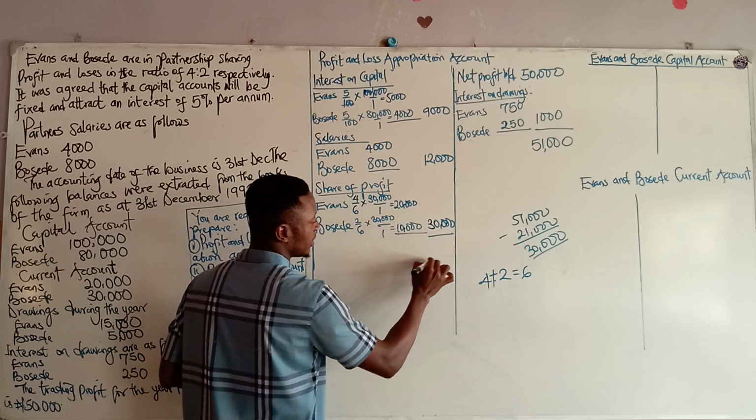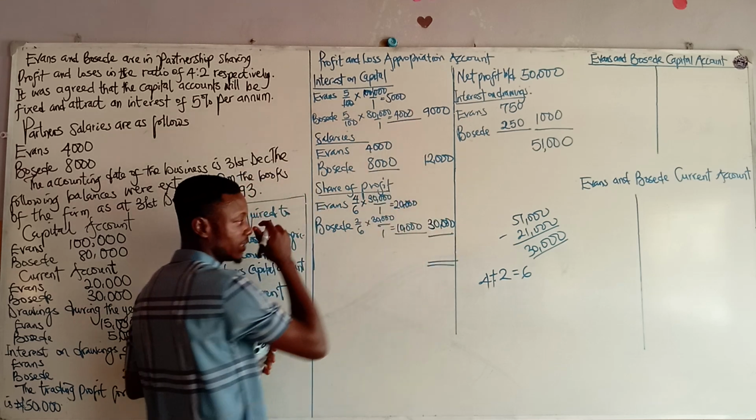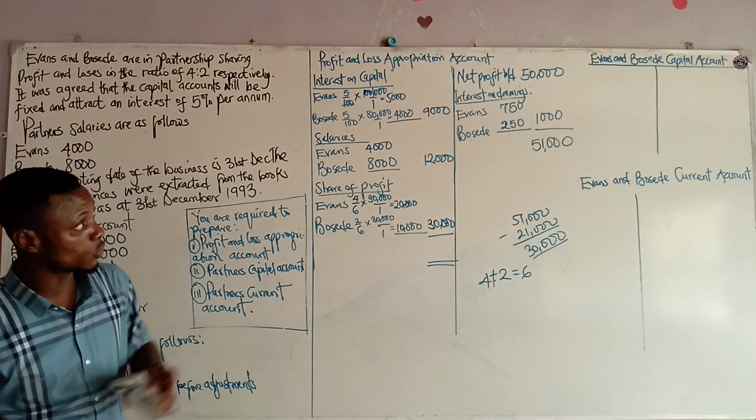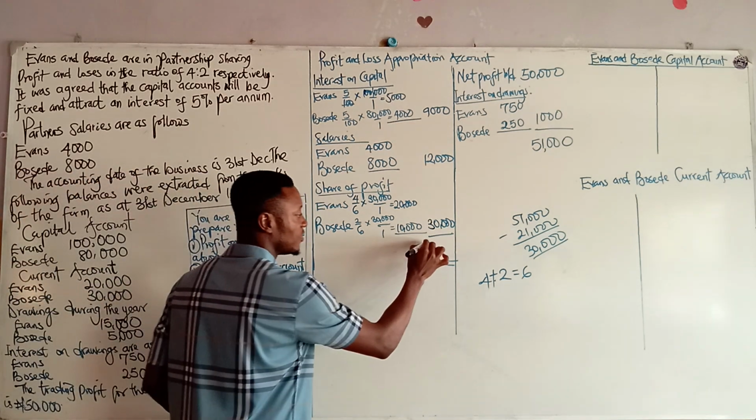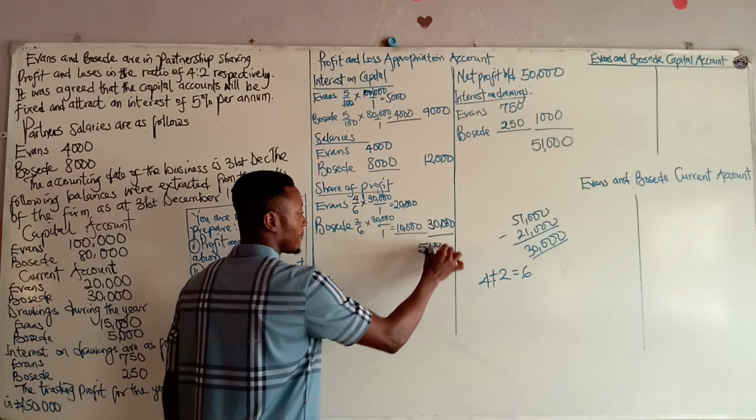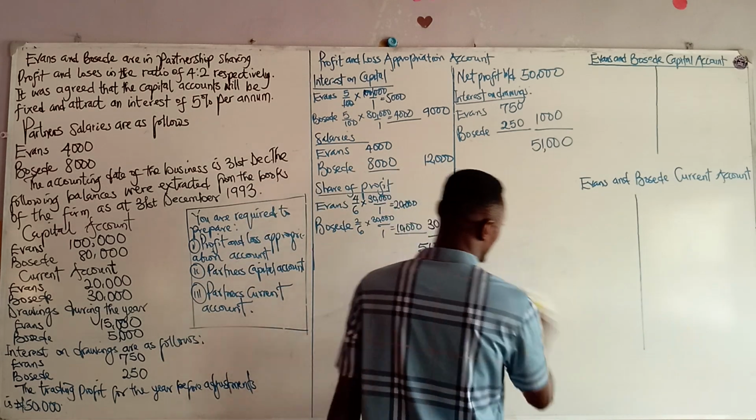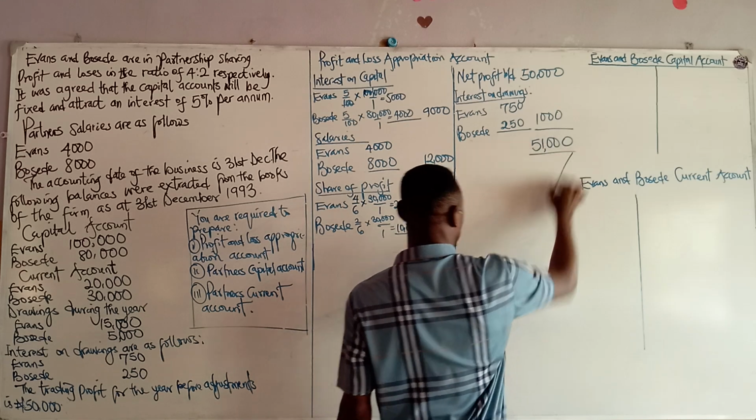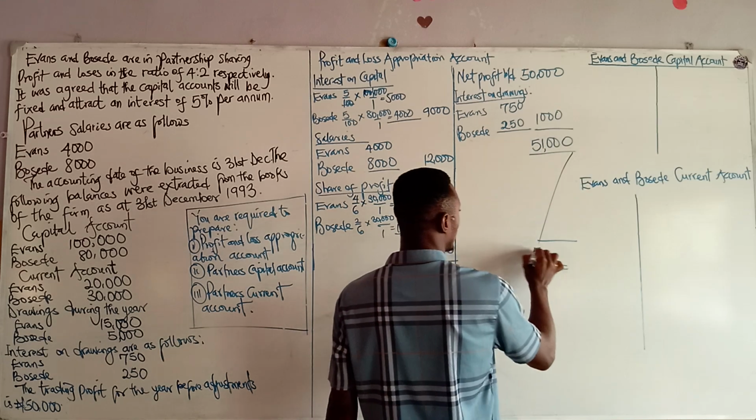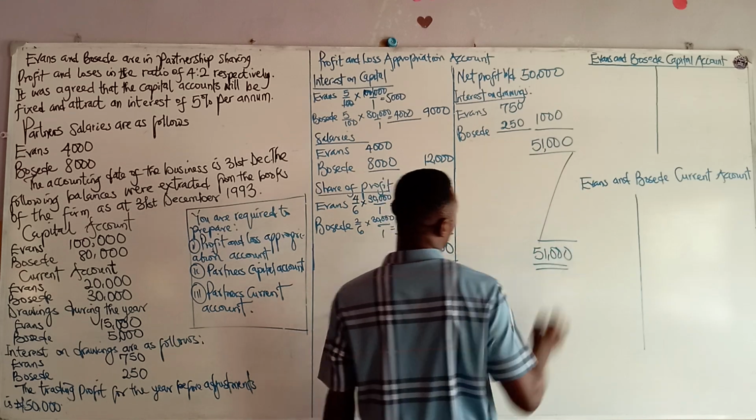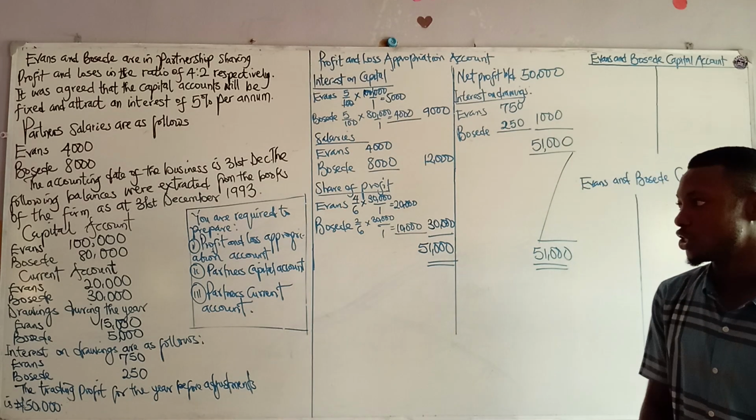So by the time we add 30,000 plus 12,000, 42,000 plus 9,000 is 51,000. So we balance the credit side also. I just balance and bring it down: 51,000. That is all on the appropriation account.